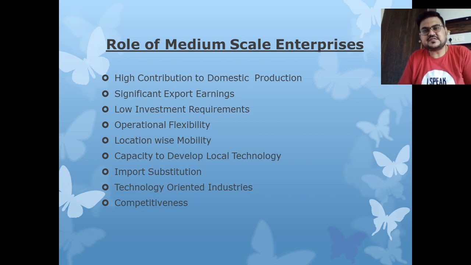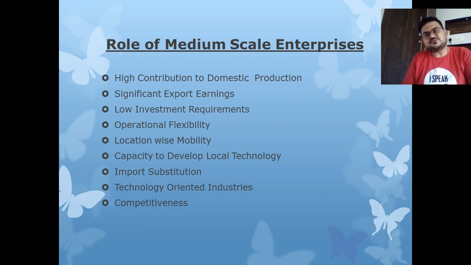Medium scale companies send their goods abroad for sale. Their investment is low compared to large scale. They have freedom to operate. There's no strict regulation as such. They get that flexibility. Based on the location, they can move from one place to another very easily. They can use the local technology, local equipment, and develop it.